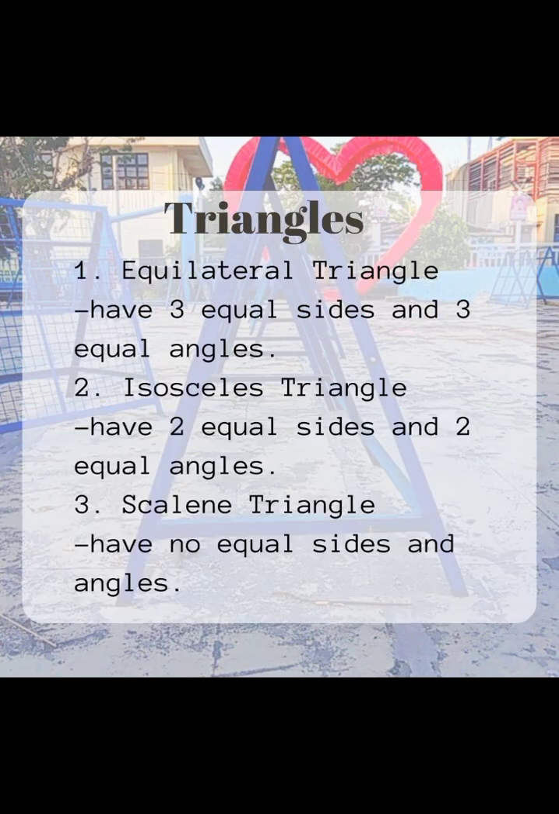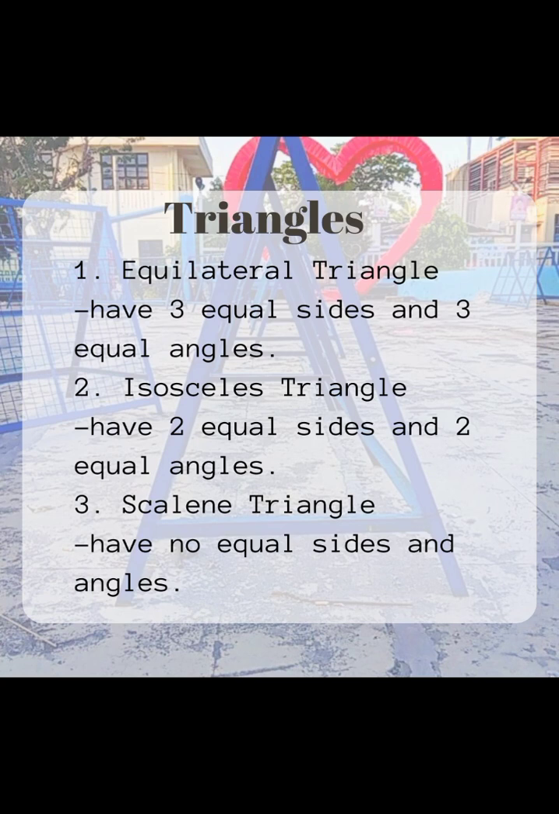The first special triangle is the equilateral triangle, from the root words equal and lateral, which means sides. So equilateral triangles have 3 equal sides and 3 equal angles that are always 60 degrees. Next, isosceles triangle. Isosceles means equal legs. And we have 2 legs, right? So isosceles has also 2 equal sides joined by an odd side. It has 2 equal angles.